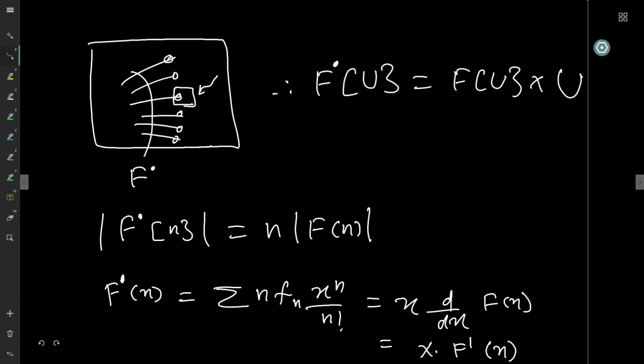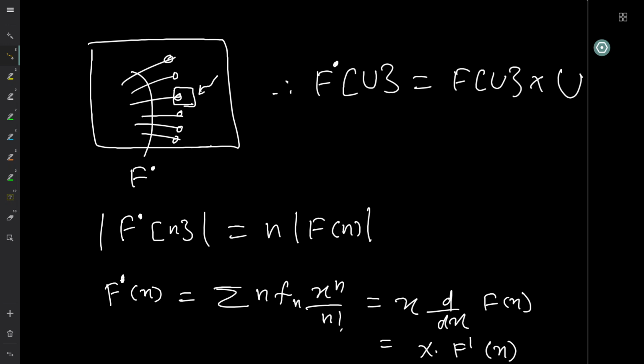The Cartesian product. And from this, it is immediately clear that the cardinality of f dot on an n element set, f dot of n, is actually n times f of n, because whenever you have a structure, you have n possible ways to point it. Any of the n elements of u can be marked as special. And if this is true, f dot of x must have the form summation n times fn, because that is the number of structures on an n element set, x raised to n by n factorial.